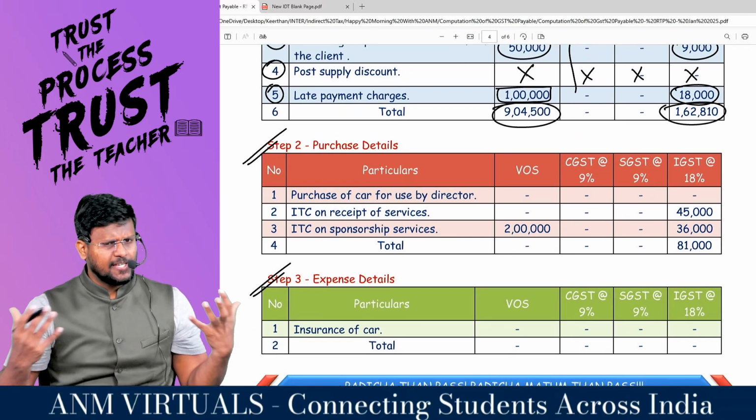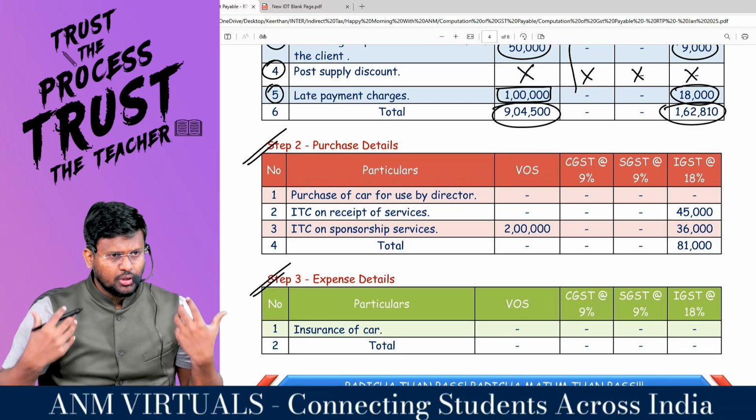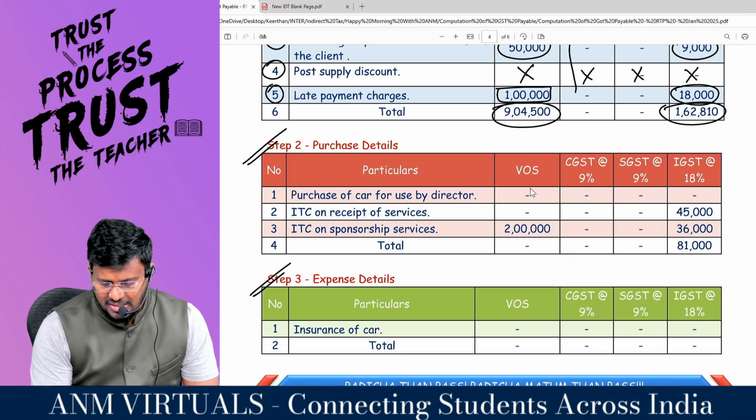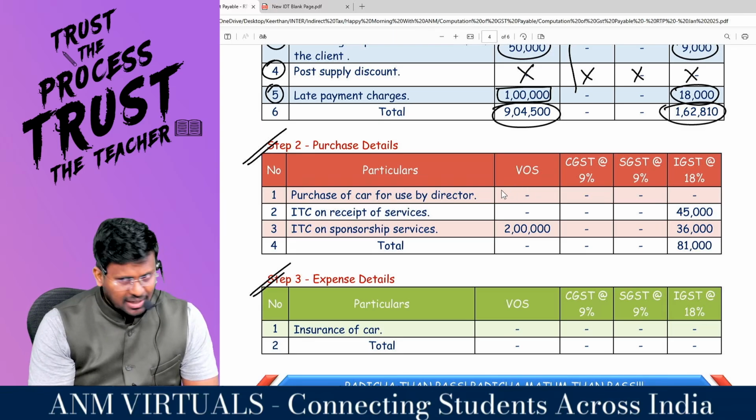Now purchase details. Because in order to supply goods or services or both, I have to make the purchases. Purchase of car used by the director. Sir, actually, what is the value? What is the value of the car? Is it given in the question? Car value given in the question? How many lakh? 10 lakh?